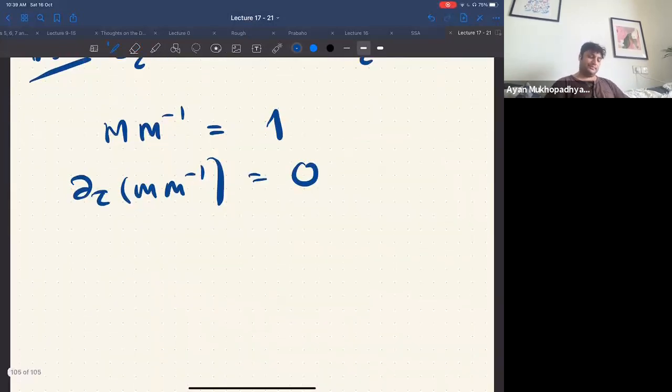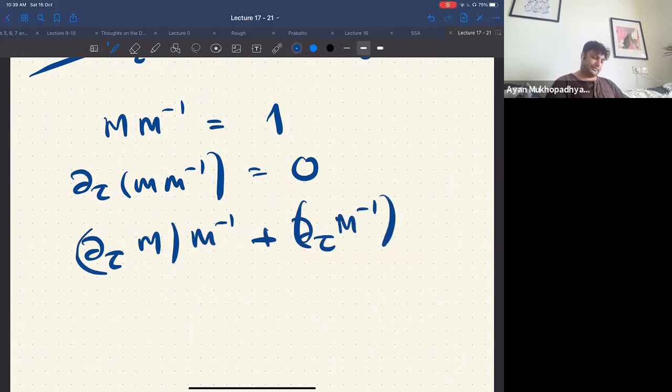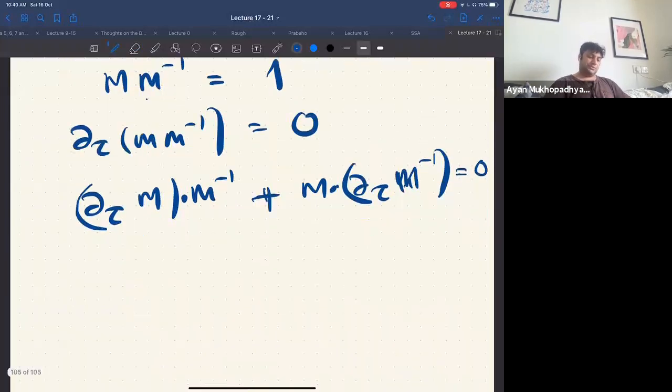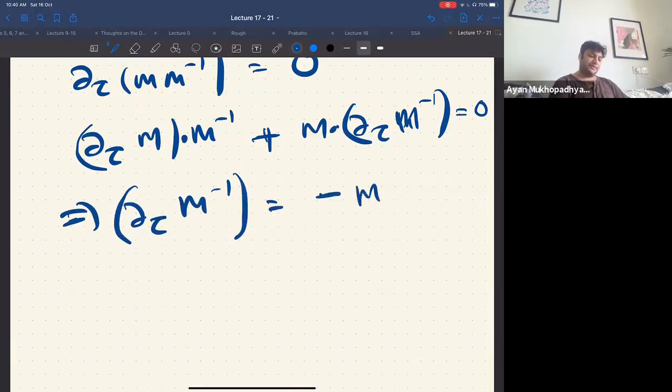So del tau M times M inverse plus M del tau M inverse. So these are matrices, okay? You are multiplying them. So M and M inverse are matrices. So when you are multiplying them, del tau M dot M inverse is a matrix multiplication plus M dot del tau M inverse has to be equal to 0. So this implies that if I now multiply both sides by M inverse, I get del tau M inverse should be equal to minus of M inverse del tau M M inverse.